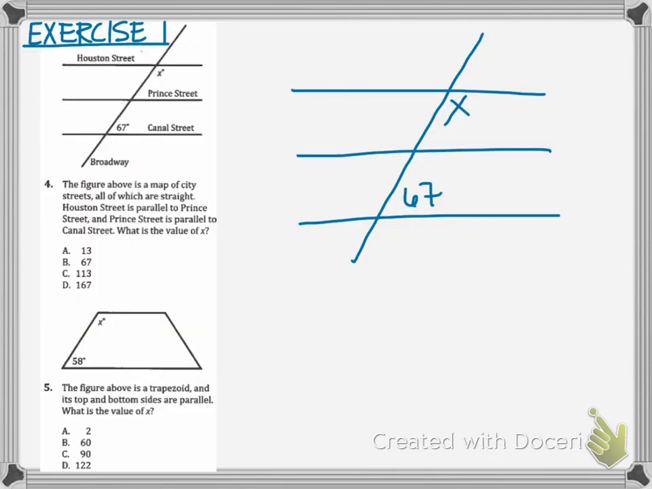For number 4, it basically says that the three streets are all parallel. So I know that my angles are either going to be congruent or supplementary. So the angles that are congruent are going to be these angles, and then the other angles that are congruent are going to be these angles. So all the red ones are congruent, all the green ones are congruent, a red and a green are supplementary, add up to 180.